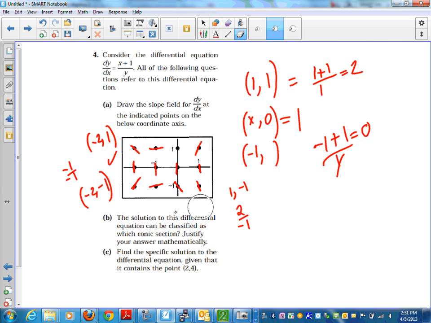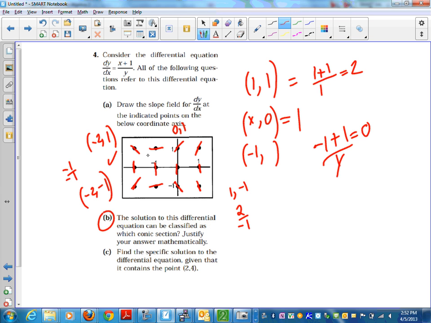All right, part B. You might not know how to do this one, but you can see that it's flat. Oh, we missed a point, didn't we? Let's go back and do that one first. This is 0, 1, right? So we have 1 over 1, it's positive 1. Okay. Let's try that again.